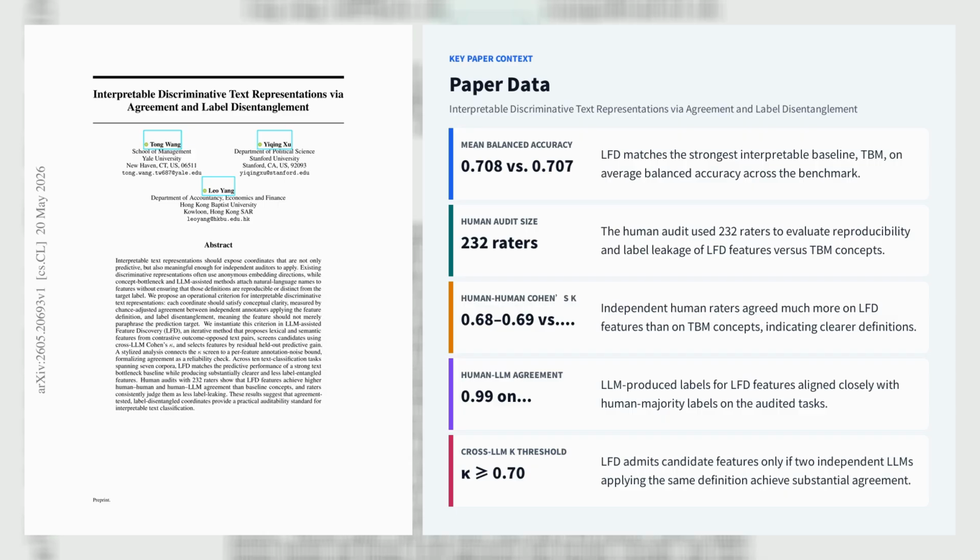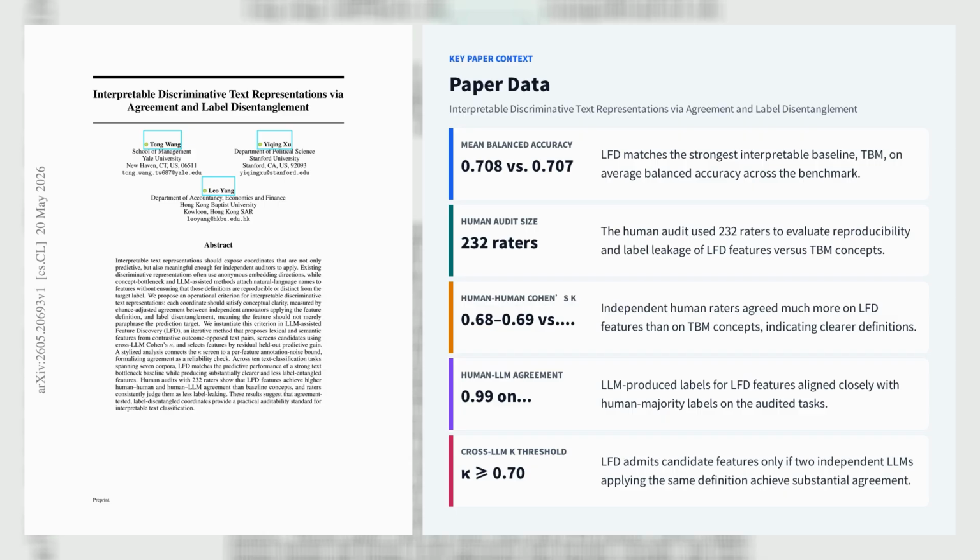Human audits with 232 raters find LFD features much more reproducible, with human-human kappa around 0.68 to 0.69 versus 0.2 to 0.45 for TBM concepts, and far less label leakage. Human-LLM agreement is also higher, reaching 0.99 on iSarcasm and 0.84 on AG News SciTech.